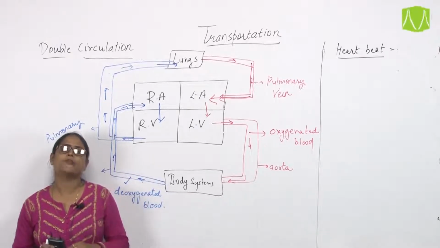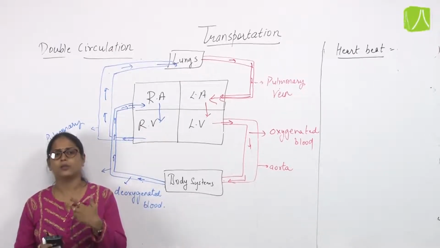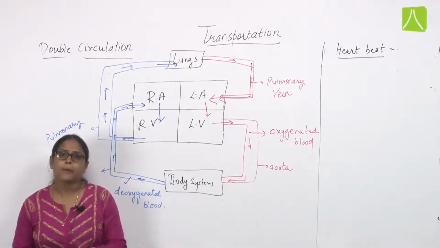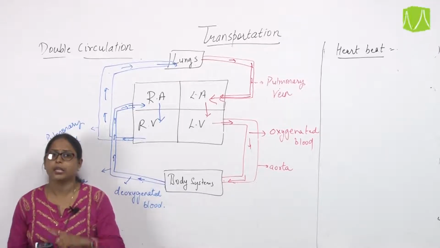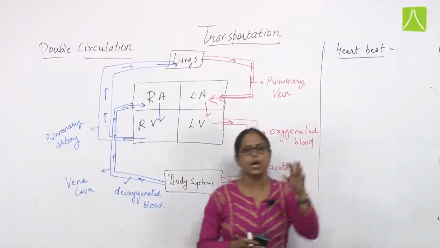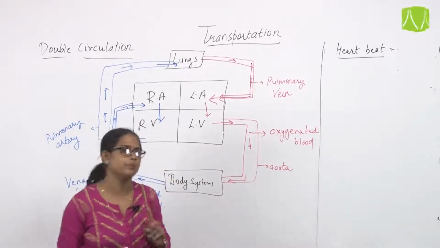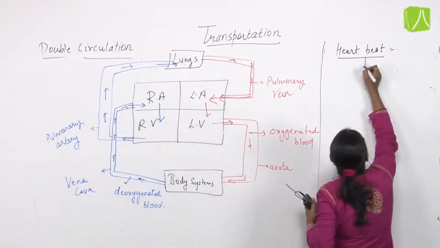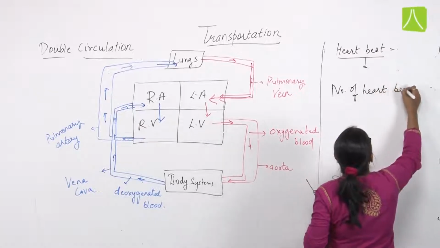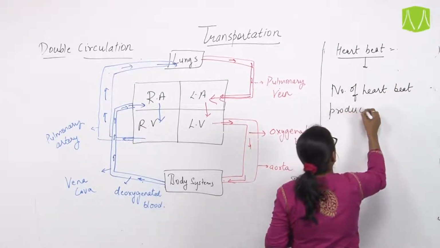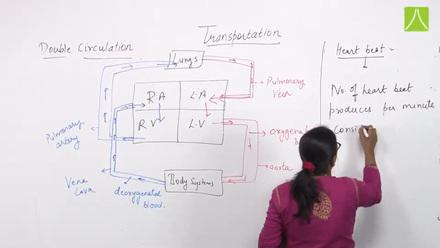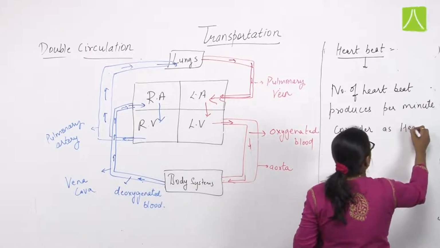That means the number of lub and dub sounds produced per minute by passing through the cardiac cycle, throughout 1 minute, is known as heartbeat. Heartbeat means the lub and dub sound produced in 1 minute. And the number of heartbeats produced per minute is considered the heart rate. This is known as heart rate.